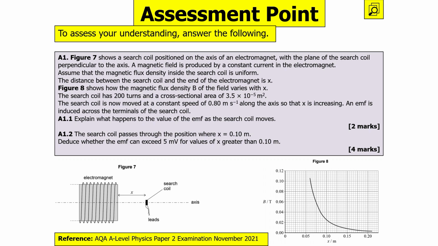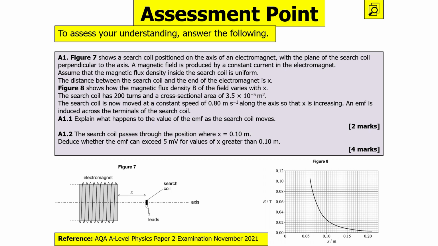The search coil has 200 turns and a cross-sectional area of 3.5 times 10 to the minus 5 meters squared. The search coil is now moved at a constant speed of 0.80 meters per second along the axis so that x is increasing, and an EMF is induced across the terminals of the search coil. Explain what happens to the value of the EMF as the search coil moves.